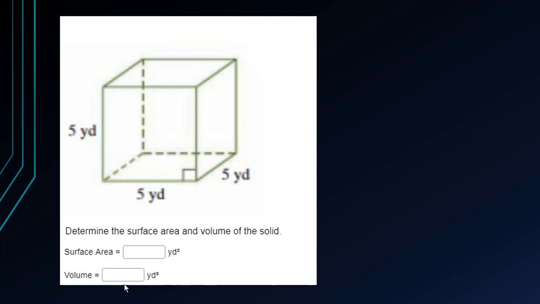Now, as far as surface area goes, in the cube, I have basically each one of these faces, which are 5 by 5, and I have 6 of them. So to find the surface area, I would do the area of this one square, which would be 5 squared, and multiply that by 6. And as a result, I would get 150 square yards.